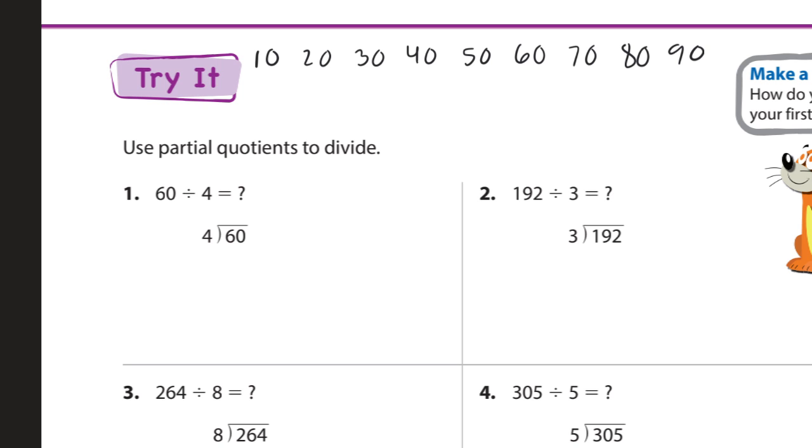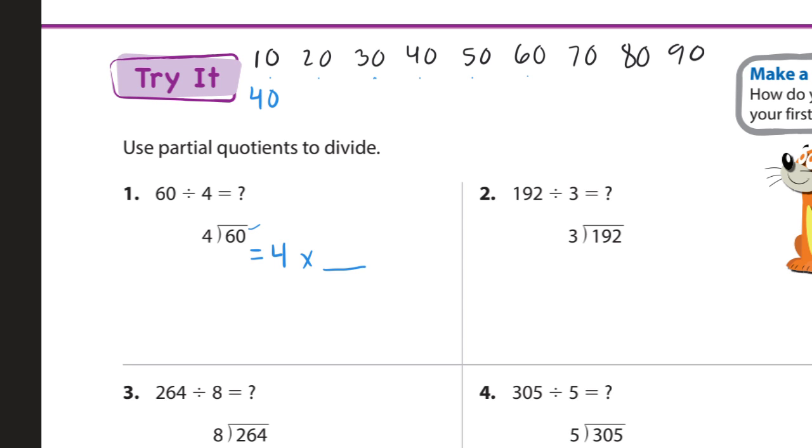So for 60 divided by 4, I know that I'm going to think of a multiplication problem. I'm going to start with 4, my divisor, times a number. And I want it to be close to 60. So I look at my multiples of 10, and I think which one multiplied by 4 is close to 60. 4 times 10, that's 40. Okay, that's not bad. 4 times 10 is 40.